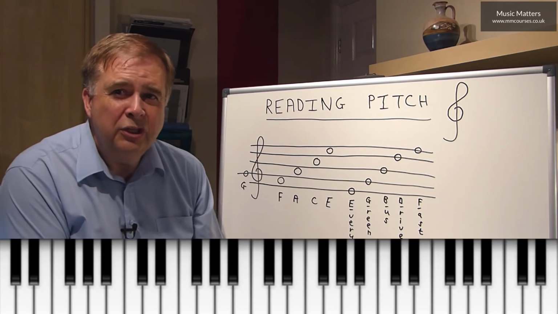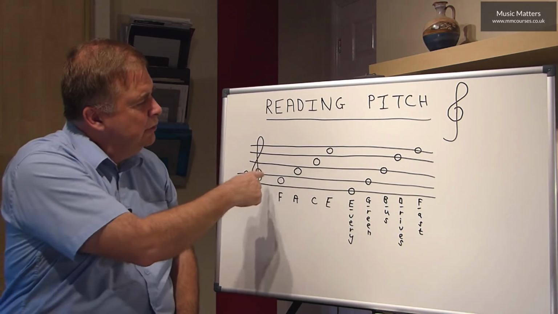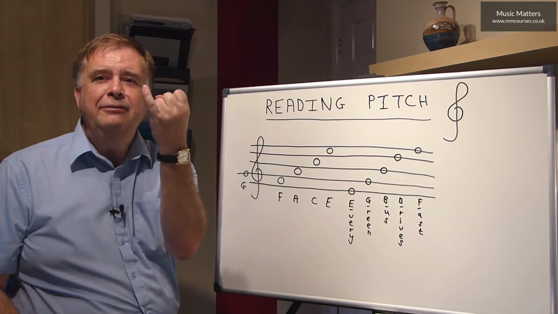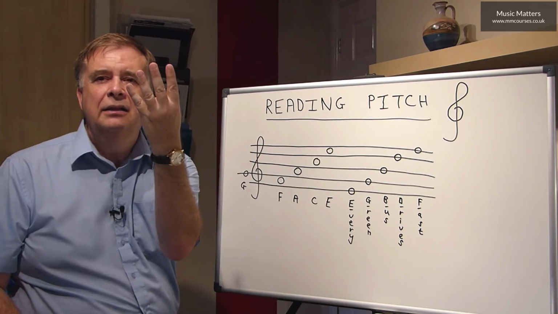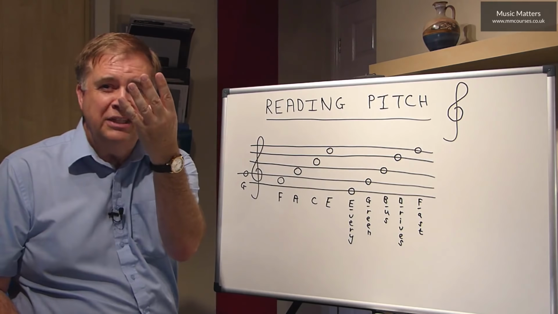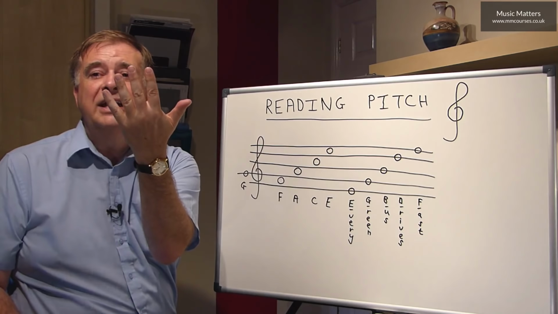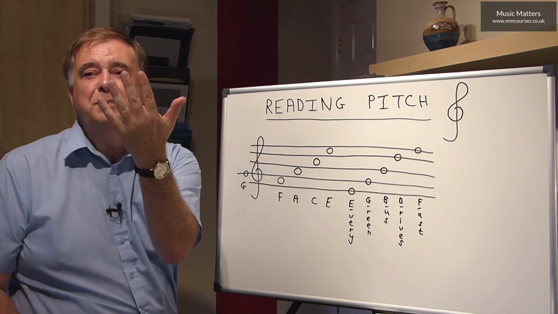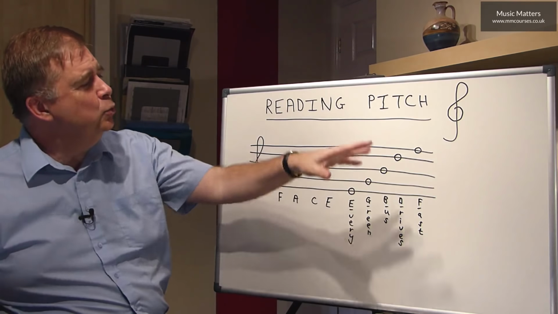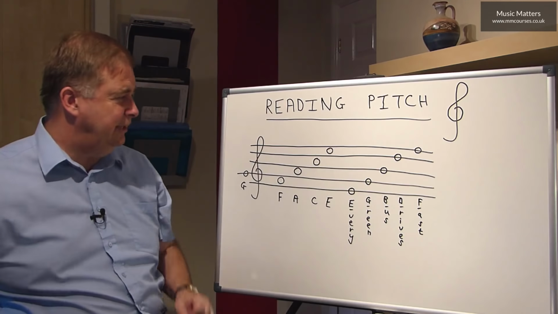And just so you're sure that you don't ever muddle these two things up, you'll notice that there are four spaces and five lines. So F, A, C, E, four letters. So it must be space that we're dealing with. We're dealing with notes in the spaces. Every green bus drives fast. That's five words. So we must be dealing with the lines because there are five lines. So that's how you work out how to put the notes on the treble clef stave.